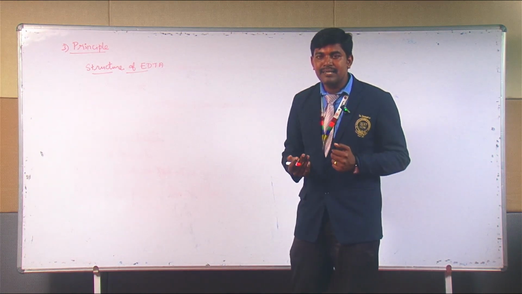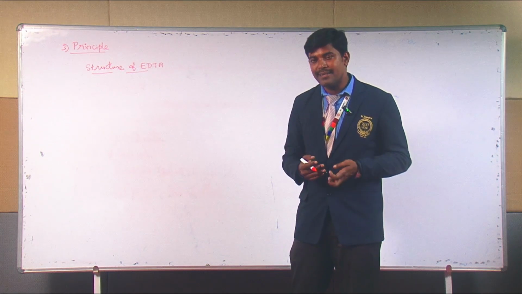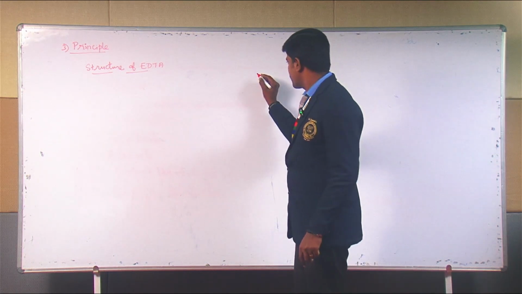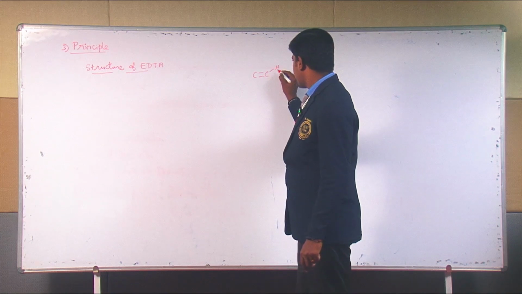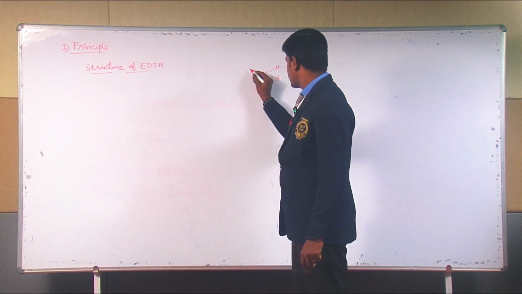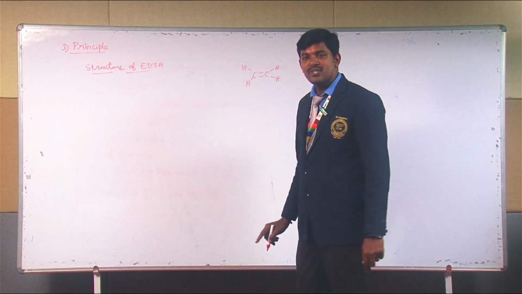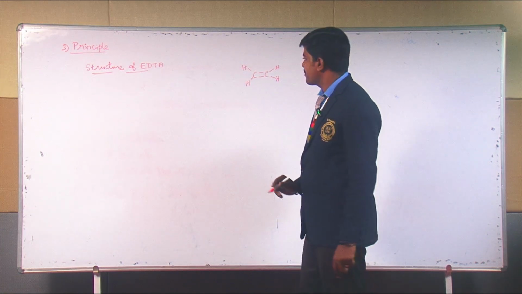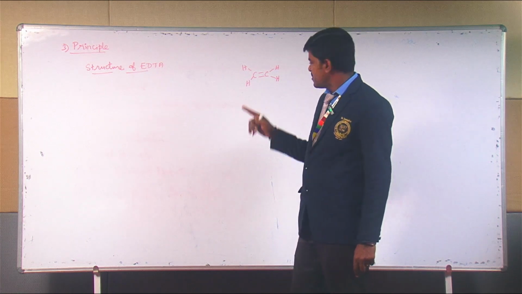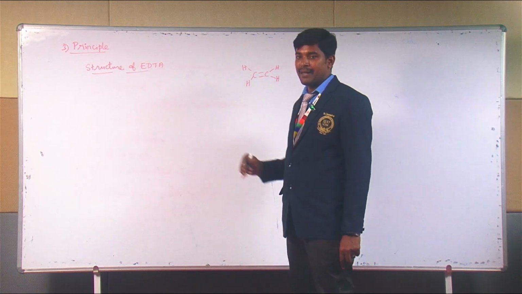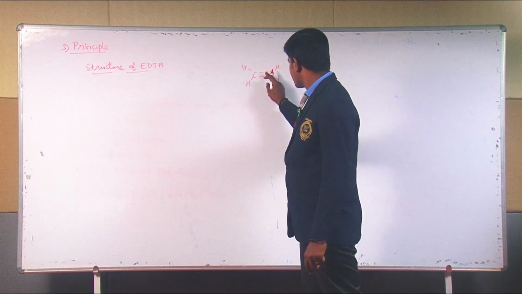What is the structure? The molecular formula of ethylene is C2H4. How can you write the structure of ethylene? C, double bond C, H, H. So it contains 4 hydrogens. So this is the structure of ethylene. So I have written the ethylene. Now diamine. So ethylene is written, diamine.